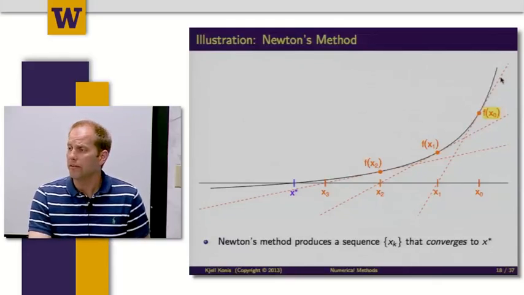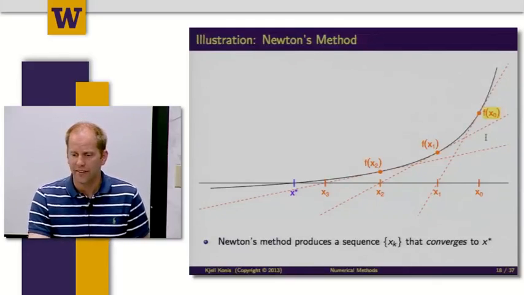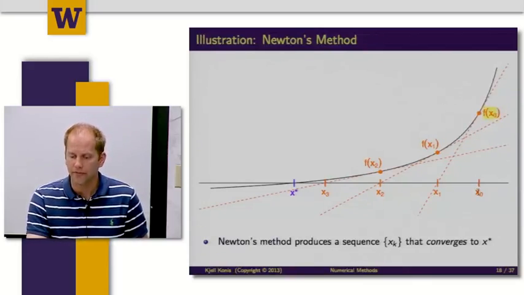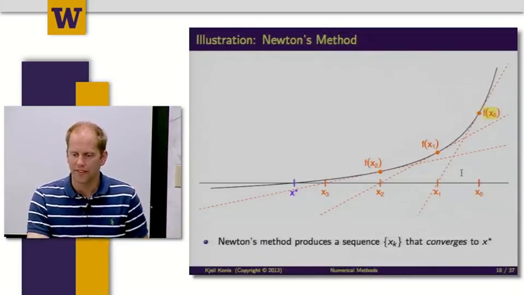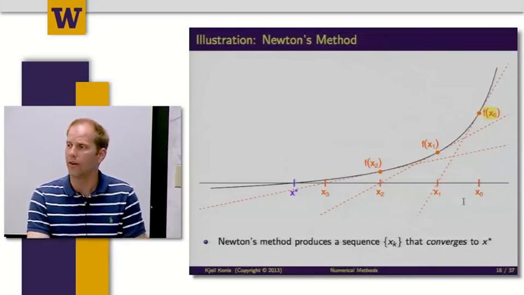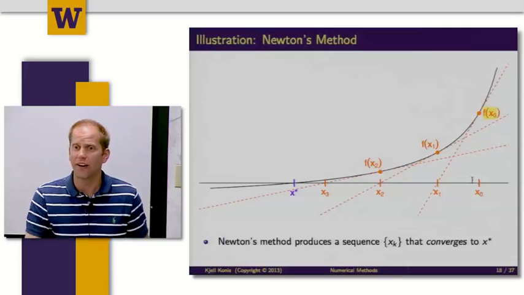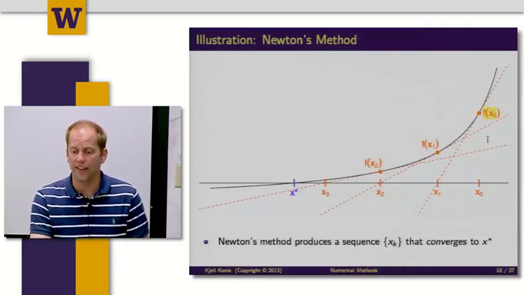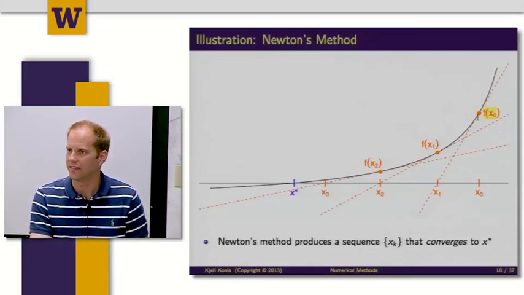And remember, slope is rise over run. So basically, what I know from f of x0 is the distance from the x-axis up to this point. So that's the rise. And what I want to get from x0 to x1 is the run. So all I've done is rearranged things so that I'm solving for the run in terms of x0 and the rise.